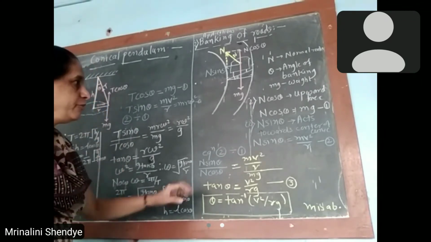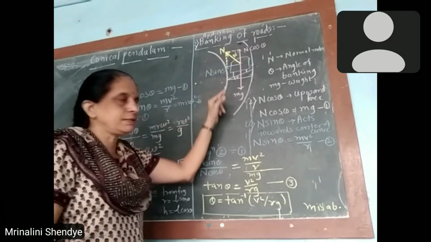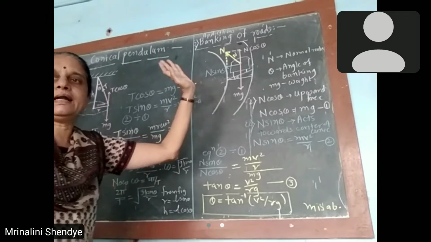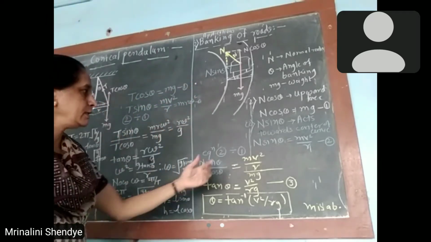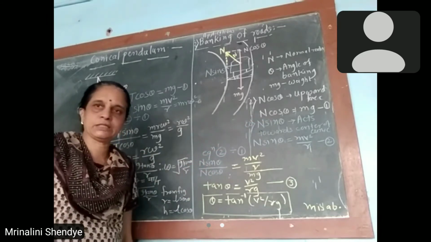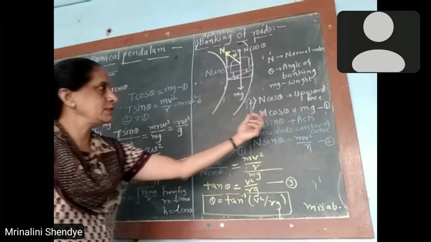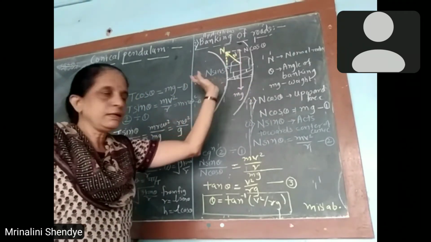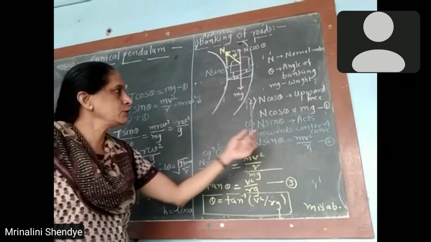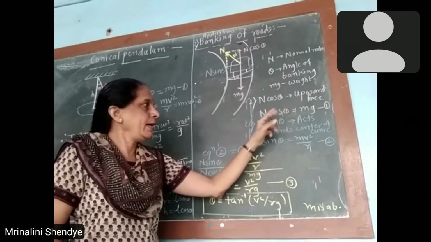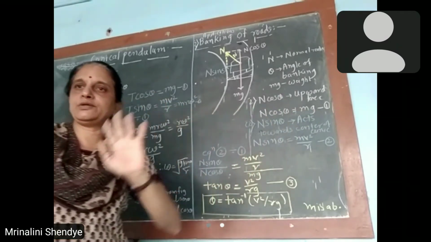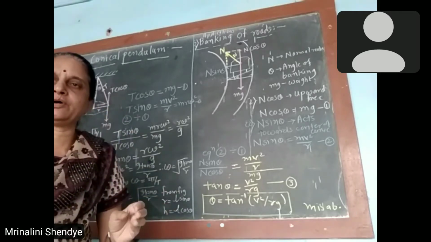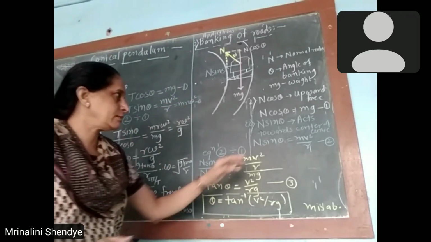First, N cos theta is balanced with the weight, and N sin theta is towards the center, and the centripetal force we have seen there is equal to mv square upon r. When these two forces are considered, one is an upward force and the other is a force towards the center, so the two can be written like this. N cos theta is equal to m into g. It is the weight of the body, which is balanced with the normal reaction.